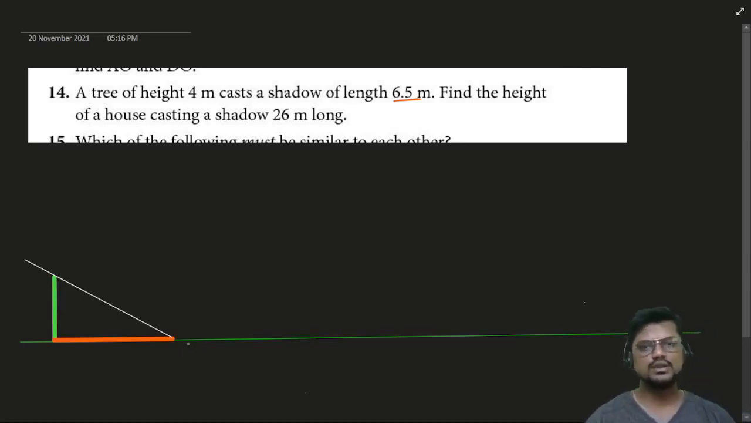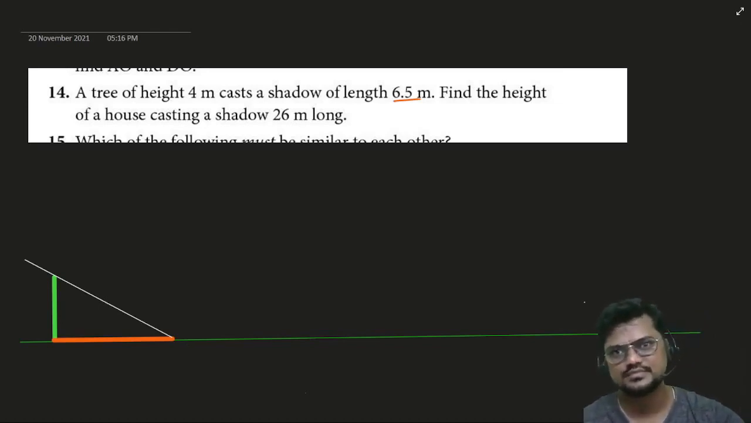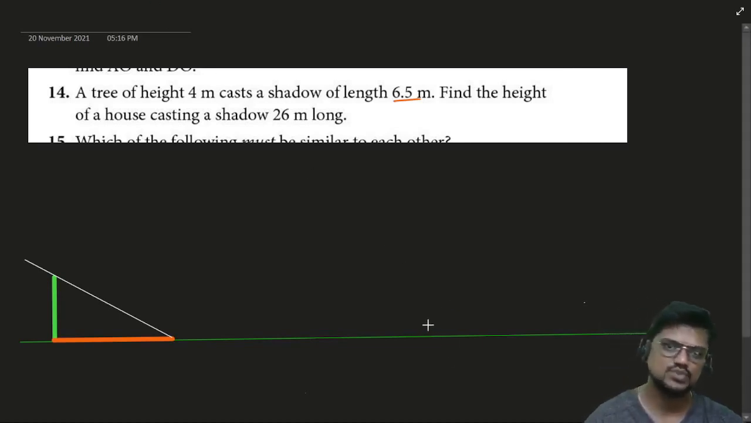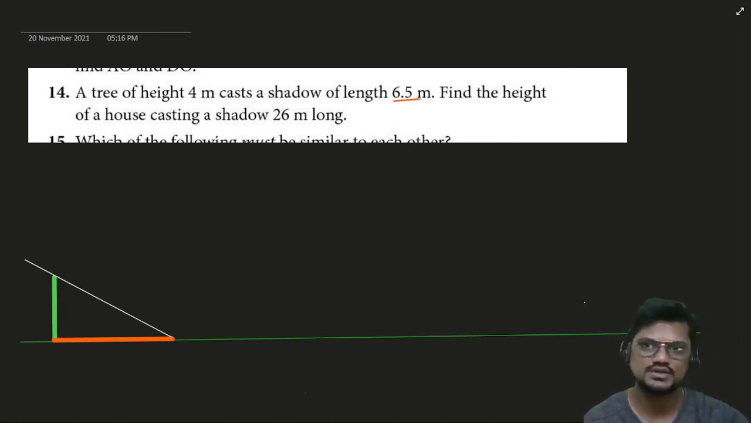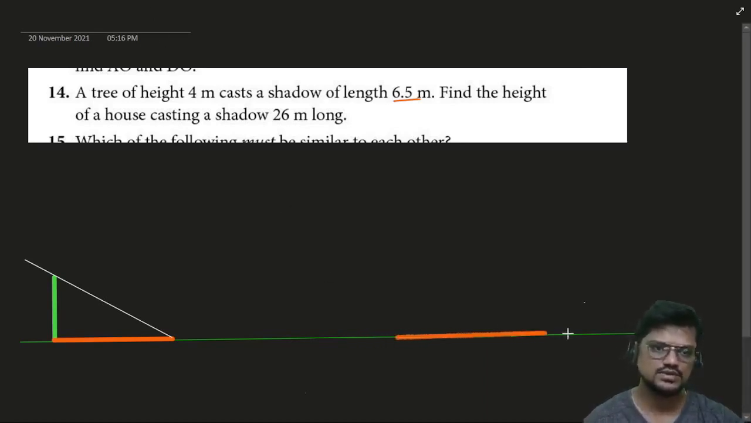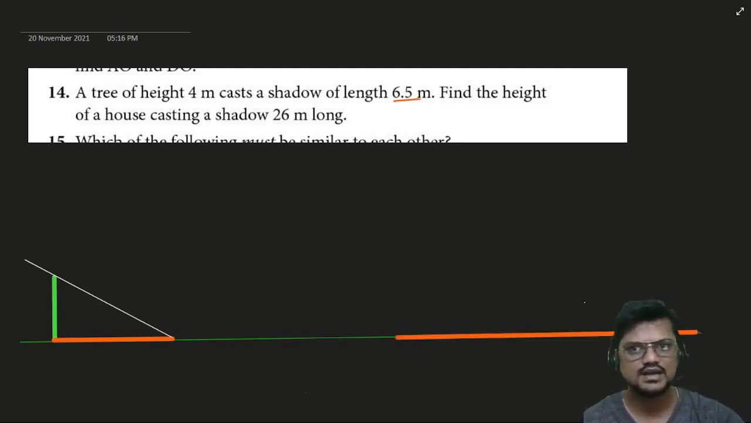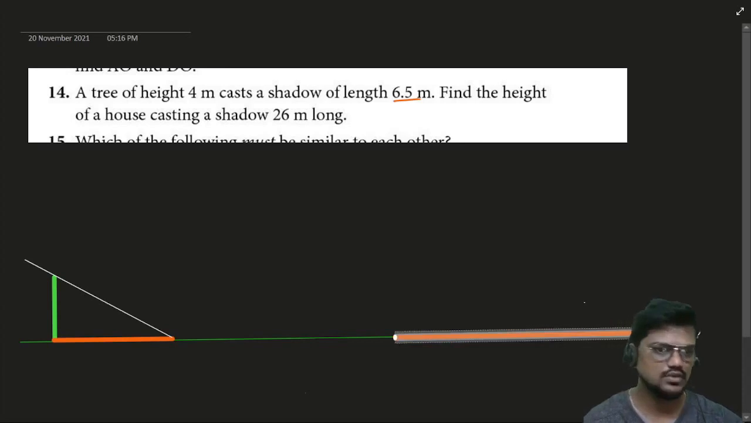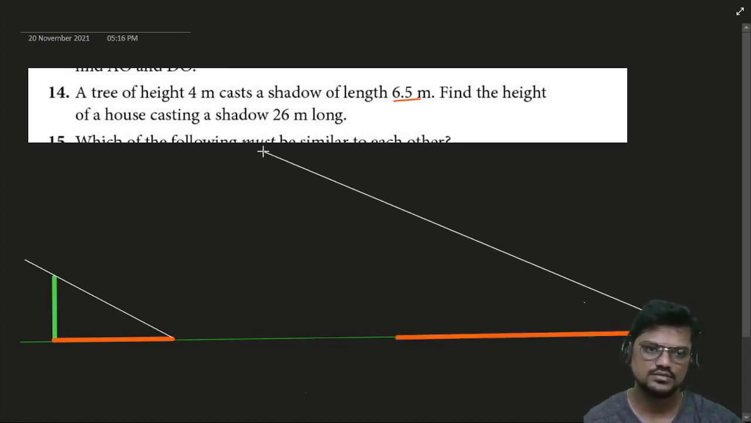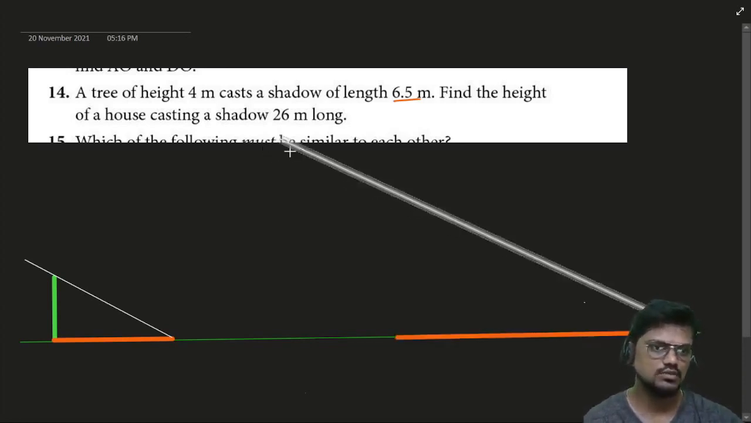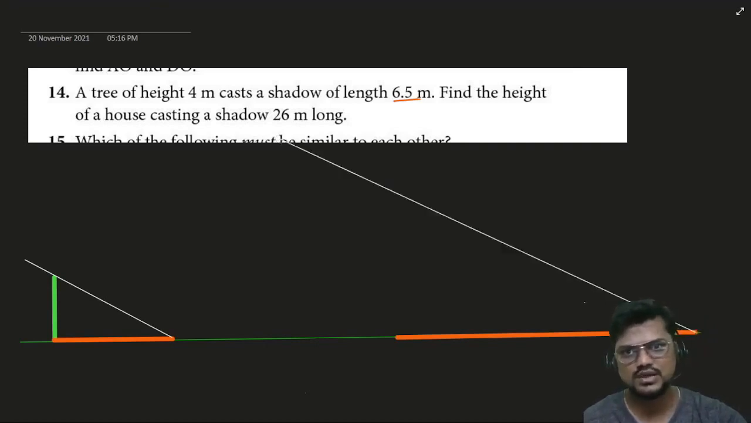Fine. So similarly, if there is a house which is giving a shadow of 26 meter, so that height will also be in the same inclination. Yes or no? They both will have the same inclination because the sunlight is coming from the same source, right? So this should be the height of the house.